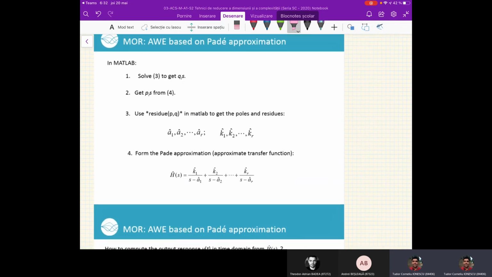So how do you do this in MATLAB? You solve 3, you get the Pis from 4, you use residuePQ in MATLAB to get the poles and the residues, and then you form the transfer function and you get this. Once again, this is very nice. However, looking at the approximation errors, once you have Padé approximation, even in this form, they are quite large. Okay.